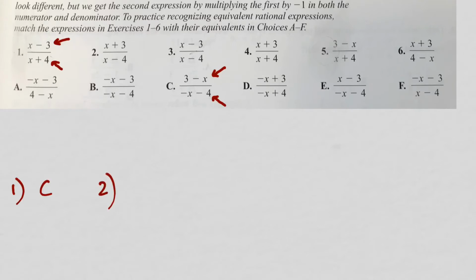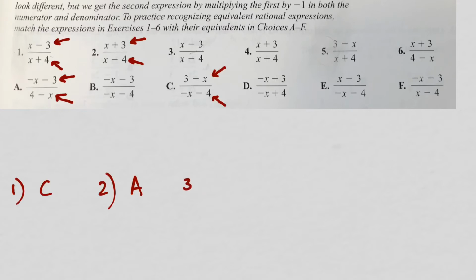Now let's look at number 2. Number 2, I'm going to erase this stuff. We have a positive x and a positive 3 on the top. And here we have a negative x and a negative 3. Those are opposites of each other. On the bottom, we have a positive x and a negative 4. Here we have a negative x and a positive 4. So those are opposites of each other. So an opposite over an opposite is the same as the original. So this must be A.